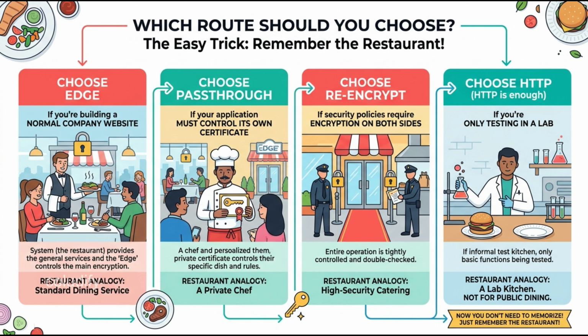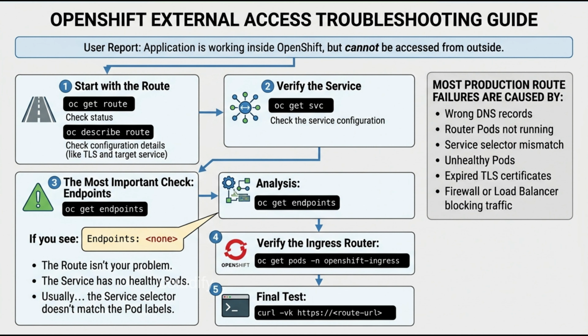Which route should you choose? Here's an easy trick. If you're building a normal company website, choose Edge. If your application must control its own certificate, choose pass-through. If security policies require encryption on both sides, choose re-encrypt. If you're only testing in a lab, HTTP is enough. Now you don't need to memorize anything. Just remember the restaurant concept.